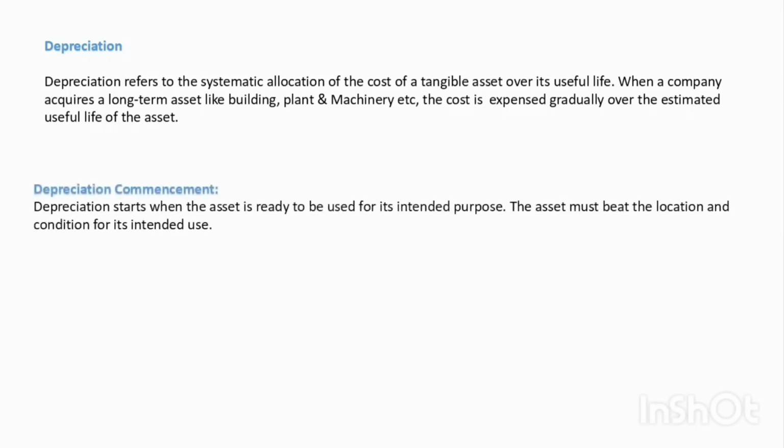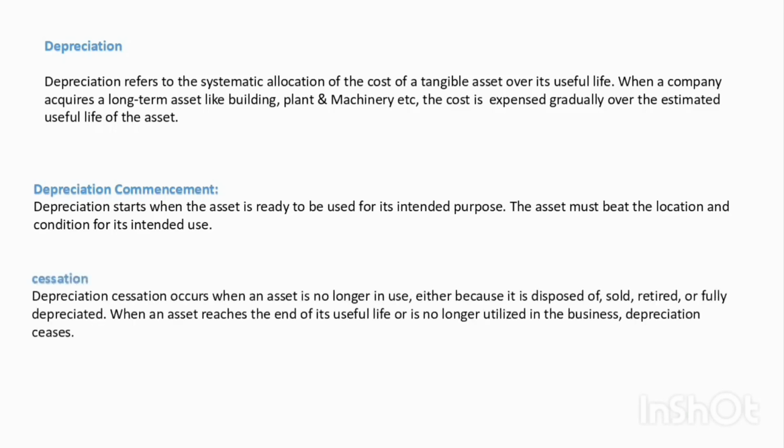So when does depreciation commence? An asset has been bought today. When do I start accounting for depreciation for the asset? Depreciation starts when the asset is ready to be used for its intended purpose. That means the asset must have been in the location and the condition intended for its use. So the moment that is done, depreciation should start counting as long as the asset has been in the location and the condition that is required for the asset to be used.